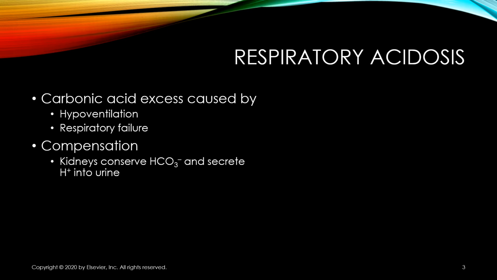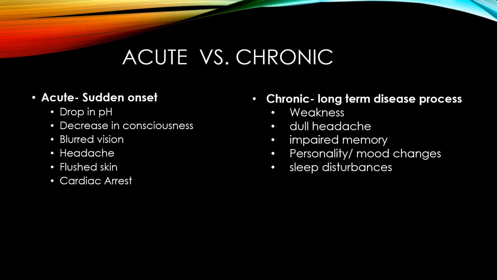So let's talk a little bit more about acute versus chronic lung disease. With acute respiratory acidosis, we need to know that this is going to be a sudden onset, something like a chest trauma, cardiac arrest, maybe ingestion of some kind of foreign body that's causing an obstruction, maybe acute pneumonia.